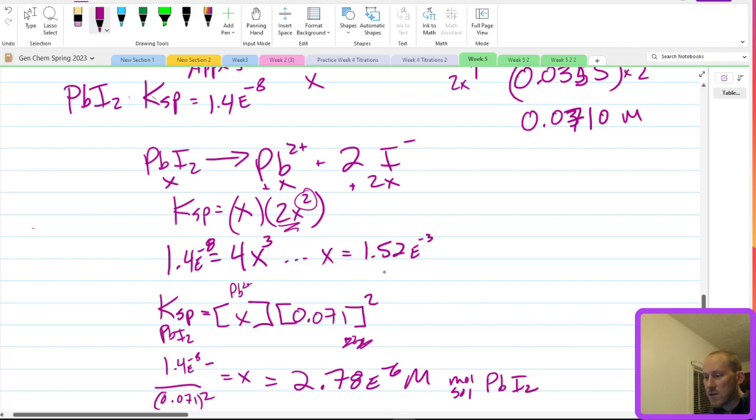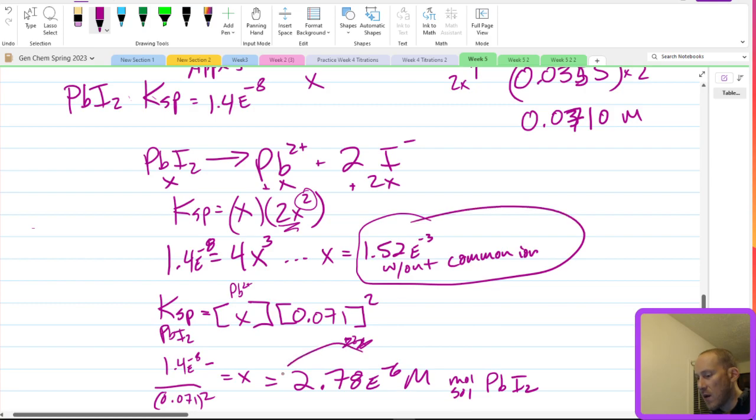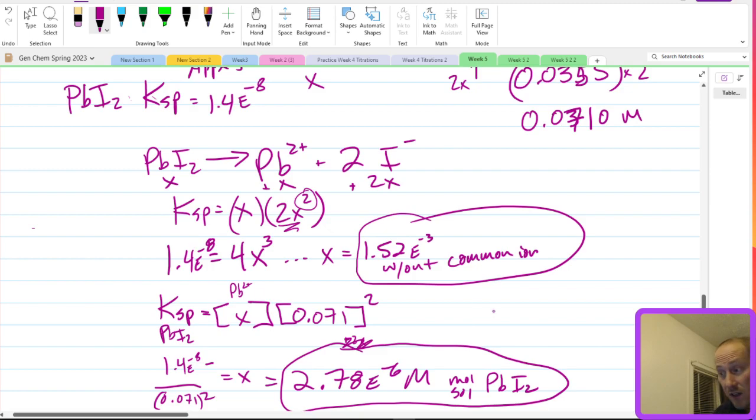And again, without the common ion, it was times 10 to the minus third. With the common ion, it's times 10 to the minus 6. So huge decrease in solubility. We see once again.